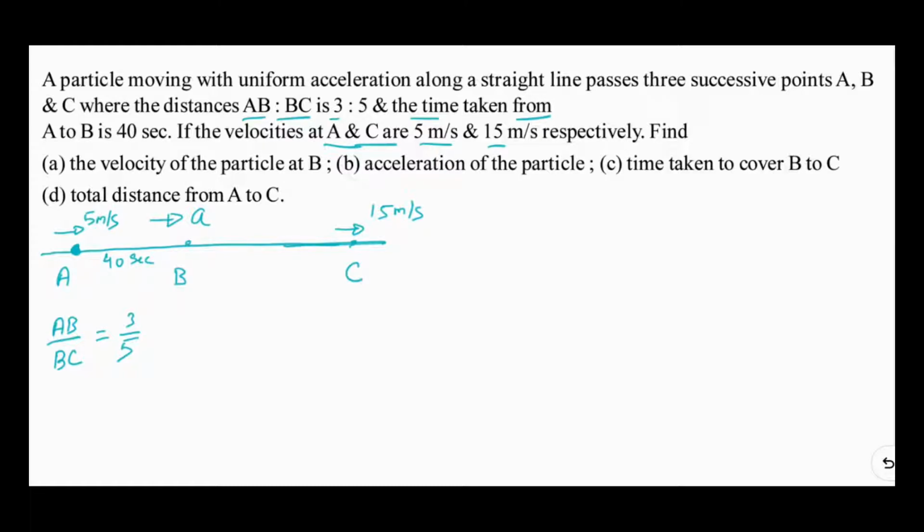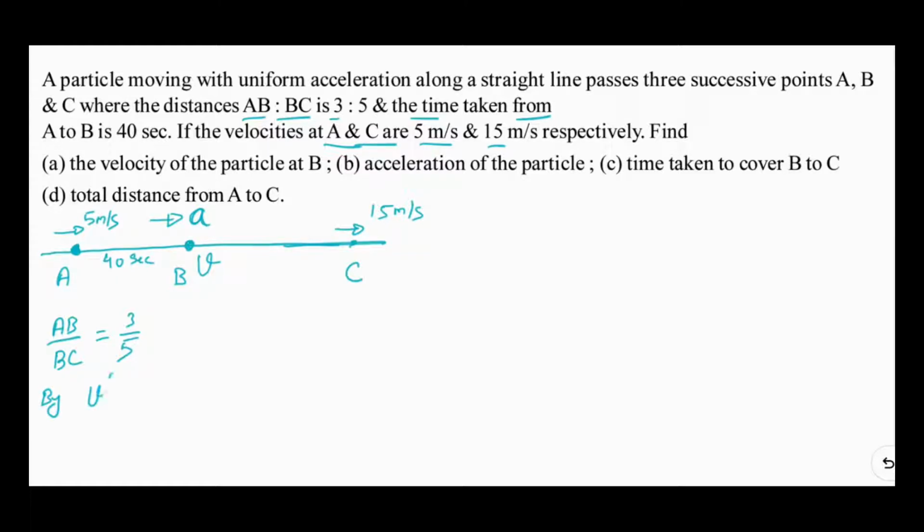Find the velocity of the particle at point B. We need to find the velocity of the particle at point B. Let us assume it to be V. I know the distances AB and BC are in ratio 3:5 and acceleration is constant. So let us use a relation between acceleration, distance traveled and velocities, which is the third equation of motion.